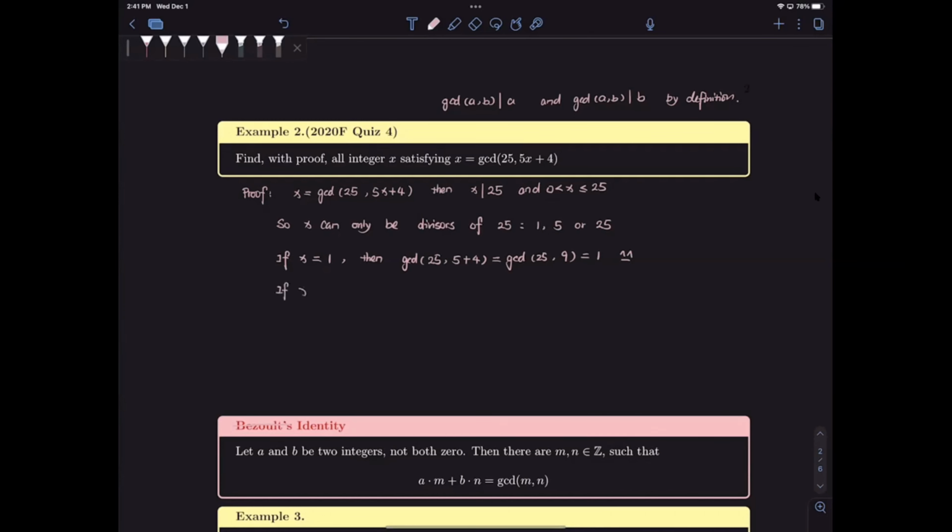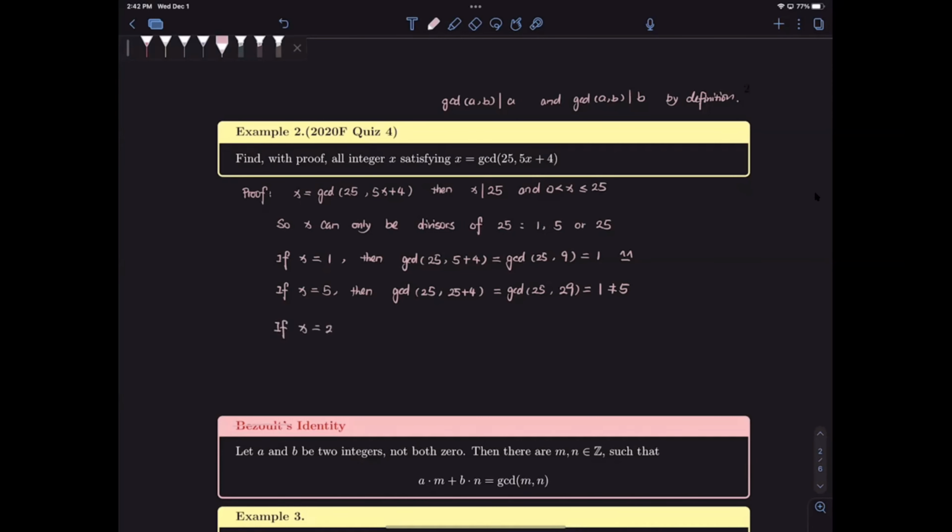If x is 5, what do we have? Then GCD of 25 and 5 times 5 plus 4. Oh wait, 5 times 5, it's not 14, sorry, my bad. It's 25 plus 4, it's 29. What is the GCD of those two numbers? 1. But x is 5, so it's not 5. You see? So 5 is not a solution.